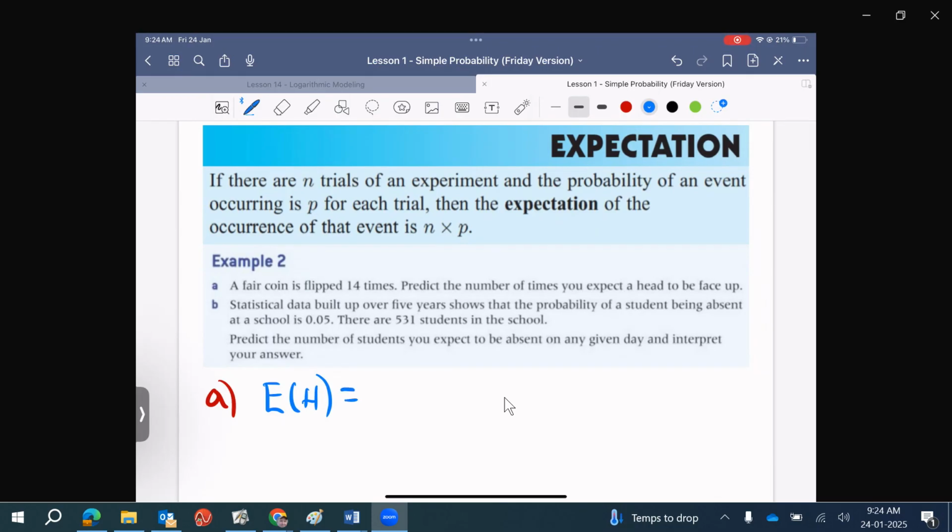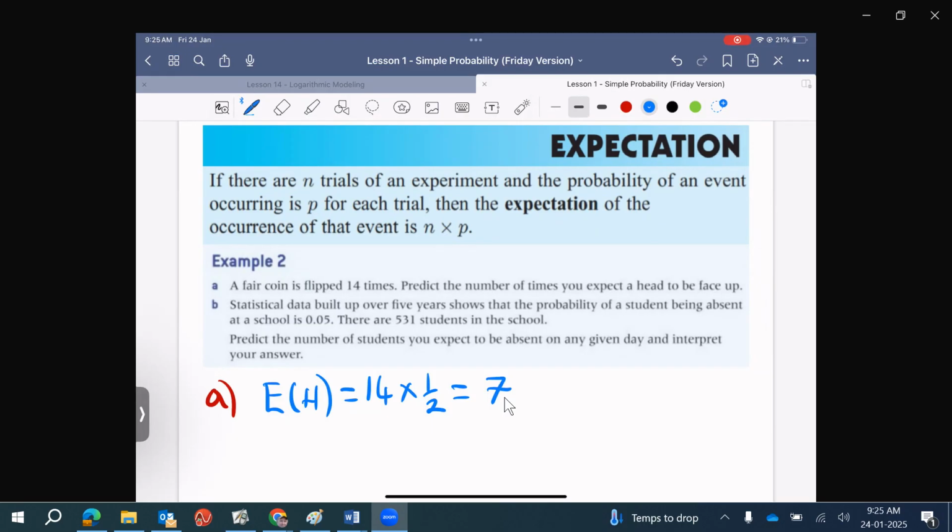So if we have 14 trials and the probability of success is a half, then the expectation is going to be 7 of them will be heads. Now, is that going to be true? No. It could be, it might not be. If you take a coin and you flip it 14 times, count it. How many heads do you get? You're going to get 6, you're going to get 8, you're going to get 7, you're going to get 5, you're going to get 2. Most of the time, you're going to get 7, 6, and 8.